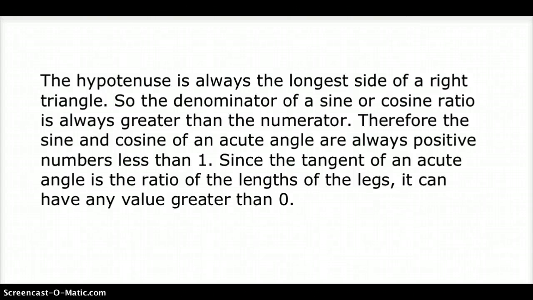So a really important thing to remember about right triangles is that the hypotenuse, the side that connects the legs, is always going to be the longest side of a right triangle. So basically the denominator of a sine or cosine ratio is always greater than the numerator. Again, if you're dividing by the hypotenuse, that's what's going to end up happening there.